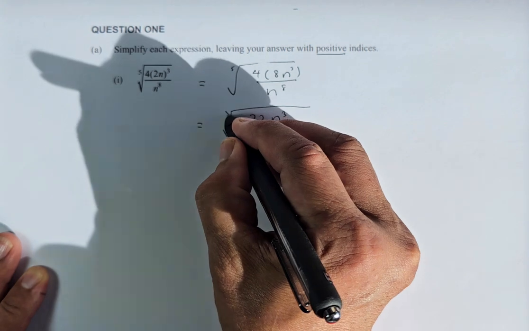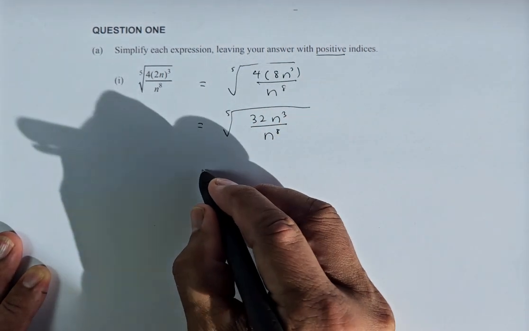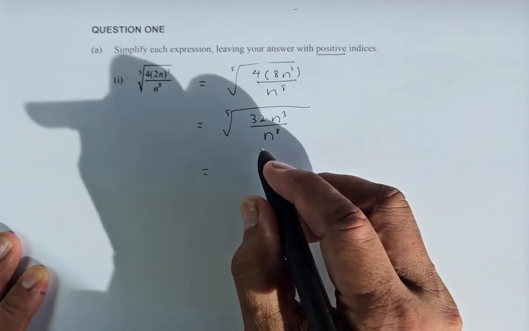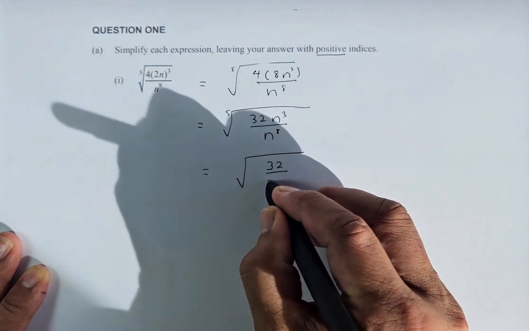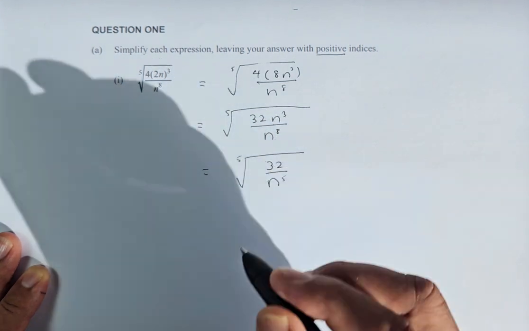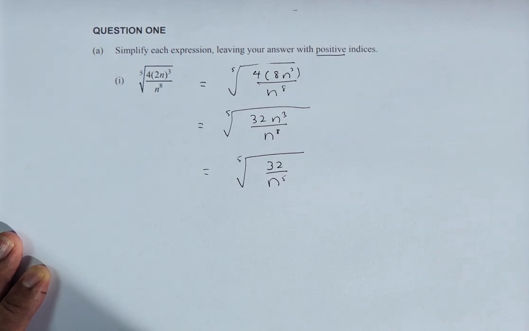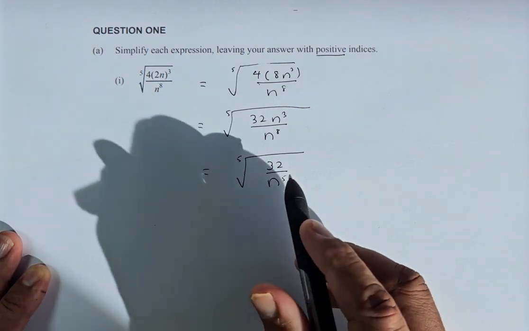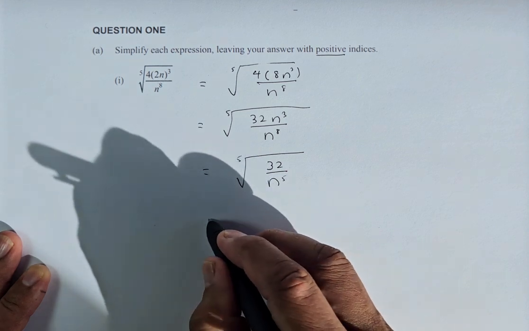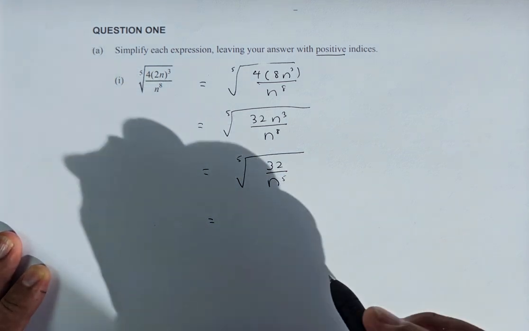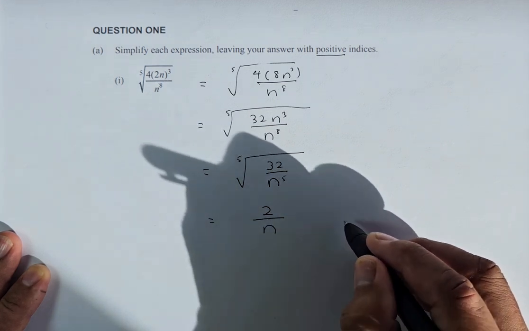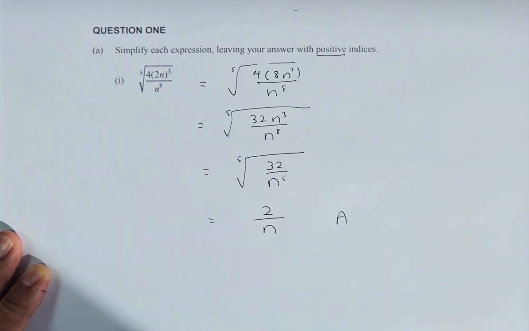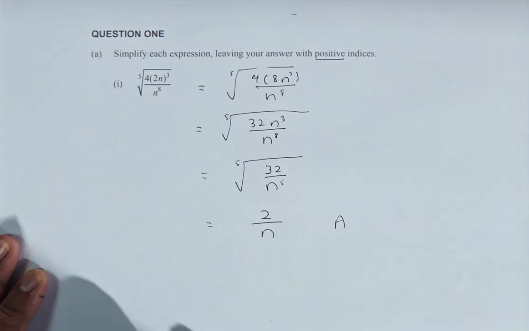And the fifth root. So now we're going to simplify them. n cubed divided by n^8 is going to be the fifth root of 32 over n^5. Now, 32 is the same as 2 times 2 times 2 times 2 times 2, so the answer is going to be 2, and then n^5 is just going to be n. And that is an Achieved question in this paper. Great. Now we do part 2.